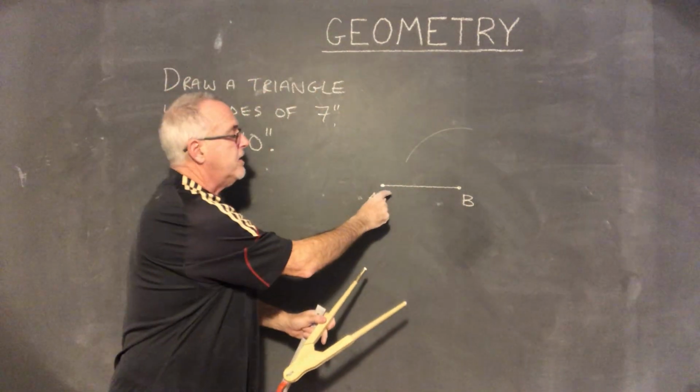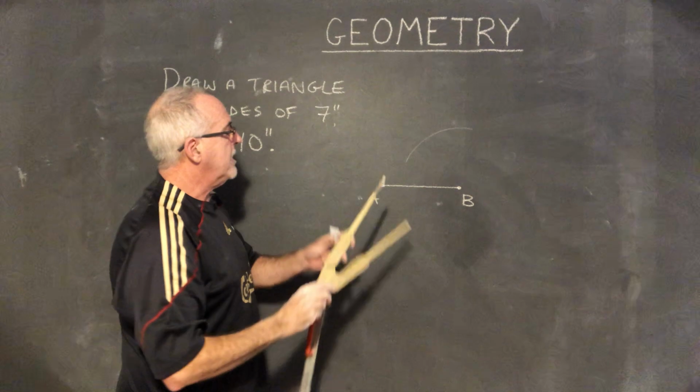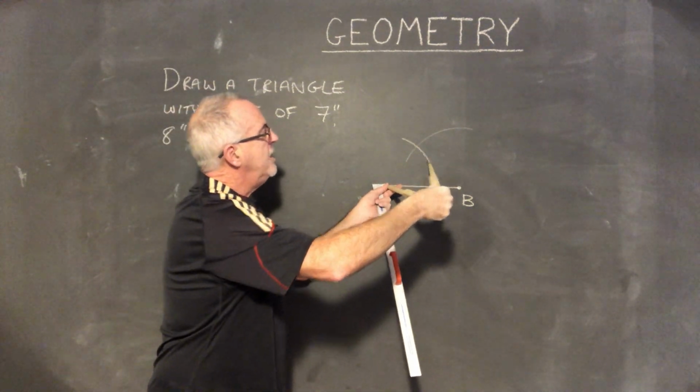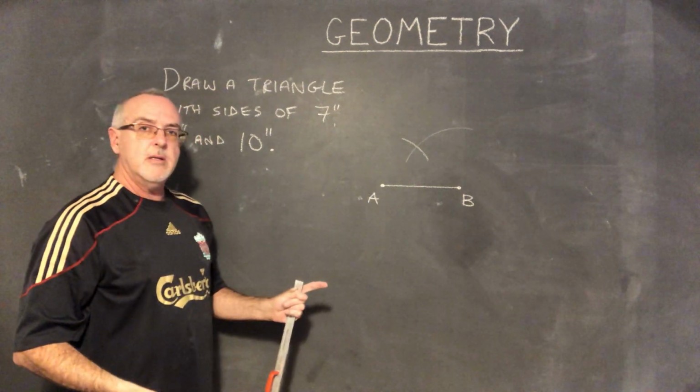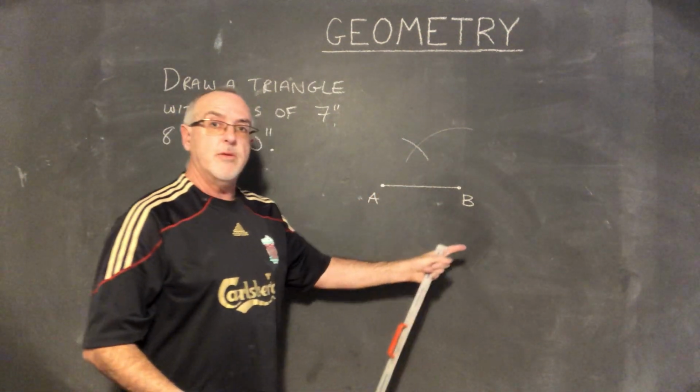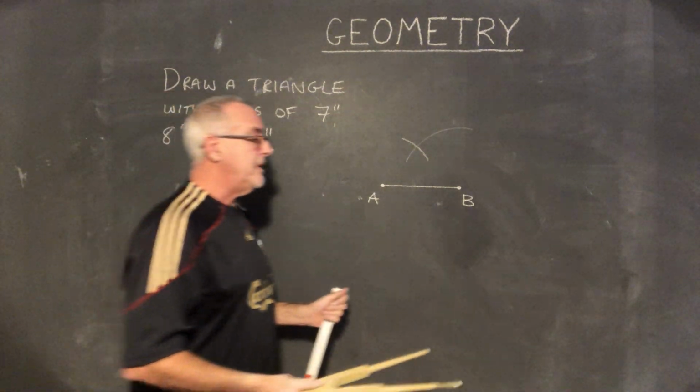I go to the other vertex. I can't use B anymore now. Go to the other vertex, A, and I draw an arc. And where the two arcs cross has to be 7 inches from A and 8 inches from B. When you think about how arcs work, it makes sense.